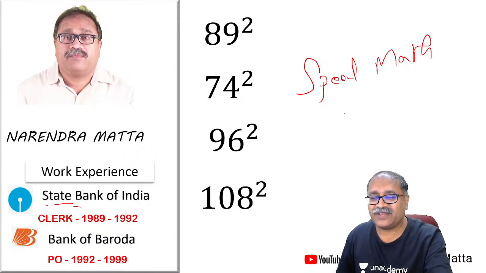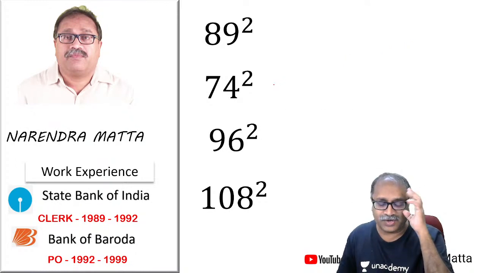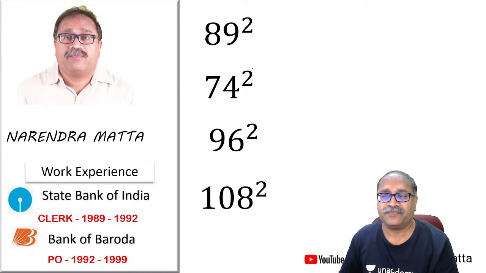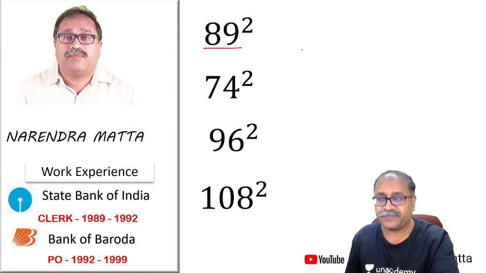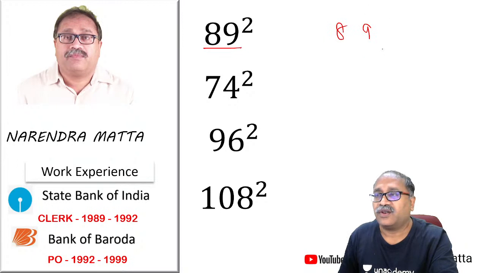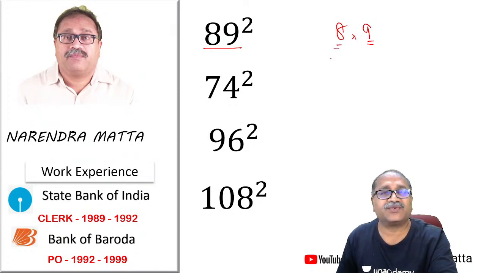So we will begin over here. How do we find out the square of any two-digit number? We will learn in this video. For example, 89 square. How do I find out 89 square? So it's an 8 and 9. Now there are only three steps. In step 1 we take the 9 square, in step 2 we multiply these two, 8 and 9, and then we make double of it. And step 3 we take the 8 square.